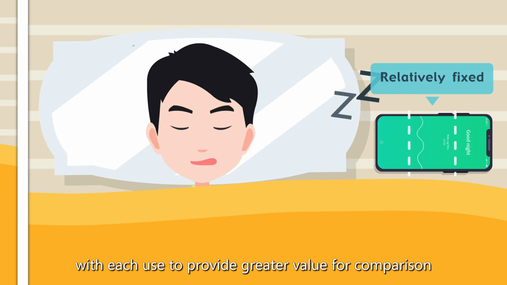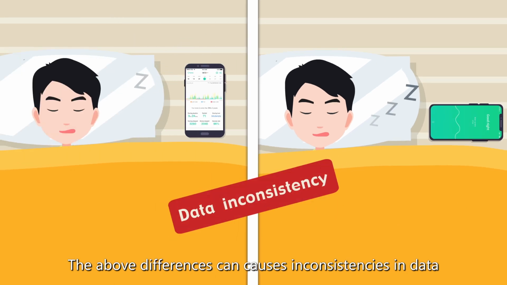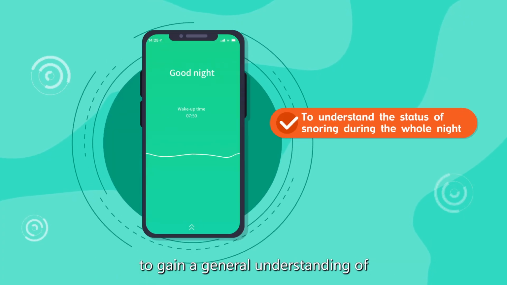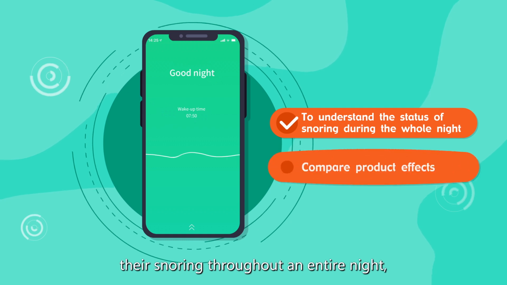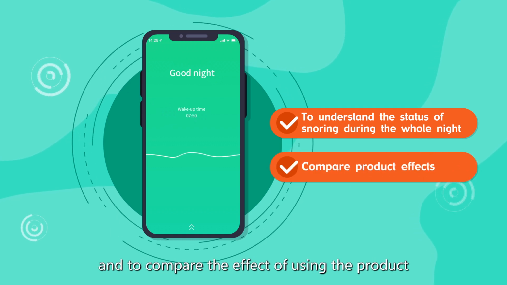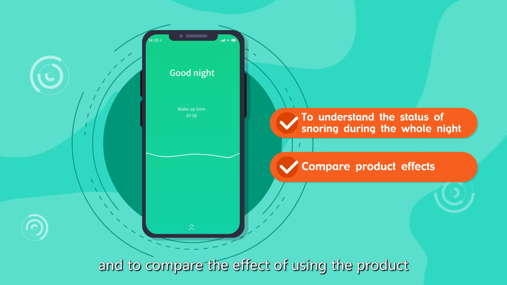For comparison, the above differences can cause inconsistencies in data. The main purpose of the recorder is to allow users to gain a general understanding of their snoring throughout an entire night, and to compare the effect of using that product.